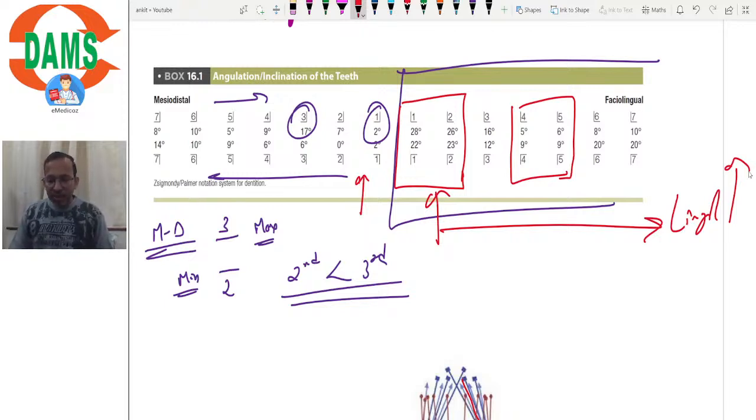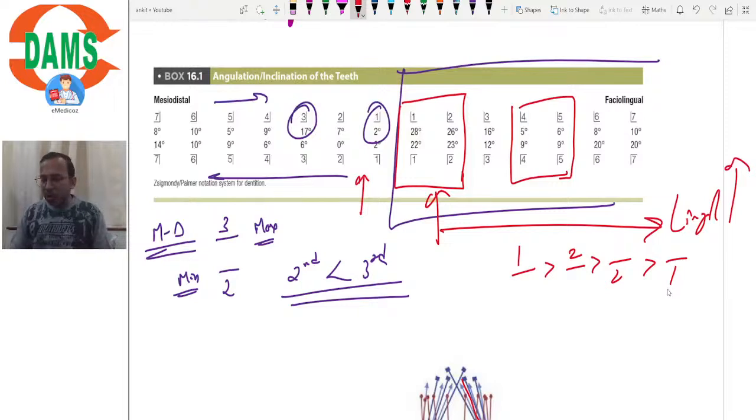भावना, शुभम, is it clear? तो मैक्सिमम इंक्लिनेशन फेशियोलिंगुअली किसका हो गया? अपर सेंट्रल का। अपर सेंट्रल फॉलोड बाय अपर लैटरल and then lower lateral, then lower central. So this is the sequence for faciolingual inclination. Premolars are the most upright.